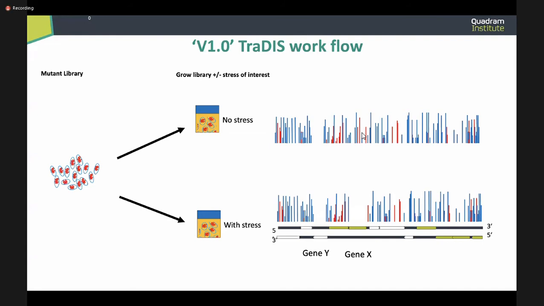So I hope I have explained. Basically, it could be any antibiotic, any chemical, or any variation in the optimal growth condition. That is called stress. Thank you so much.